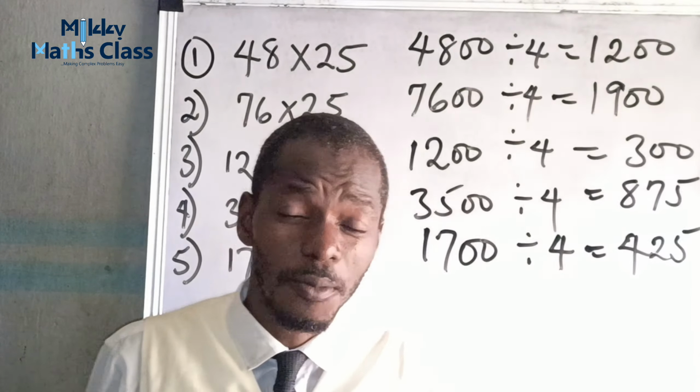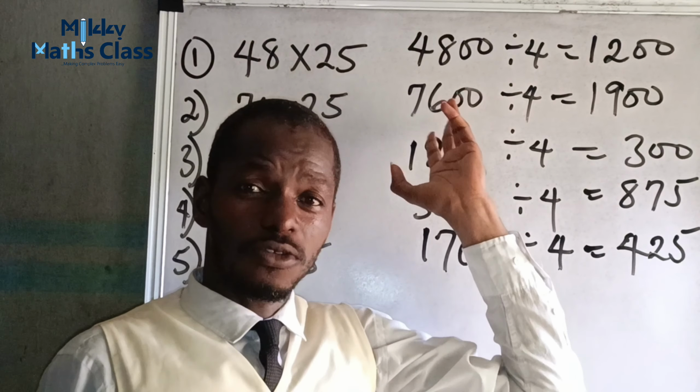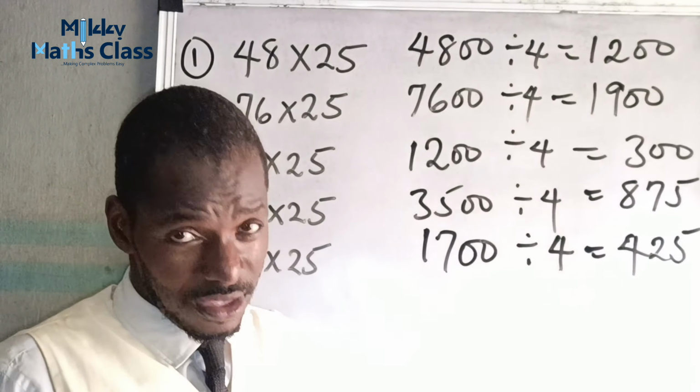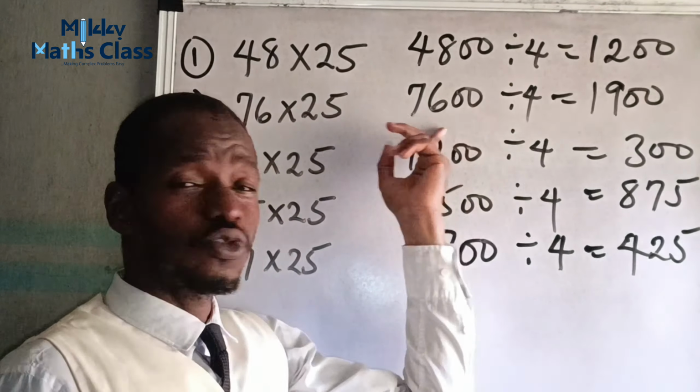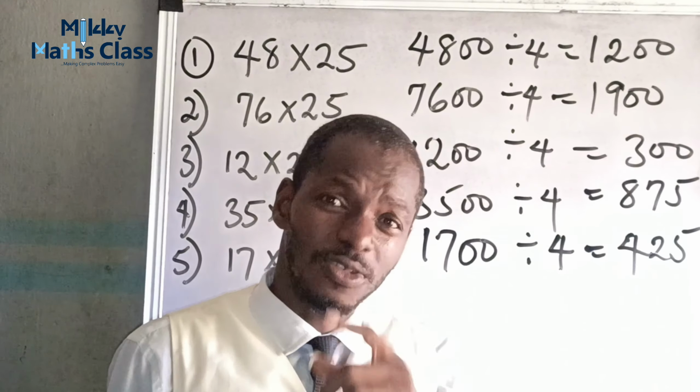Remember, when you're multiplying a number by 25, what you do is multiply by 100, divide by 4, and you get your answer. And when you're multiplying by 100, just add 2 zeros to that number, and that's all. I hope you have learned in today's class, just like in our usual style.